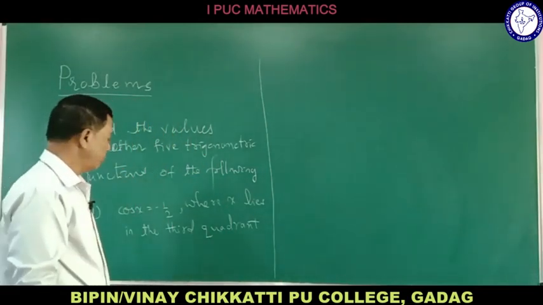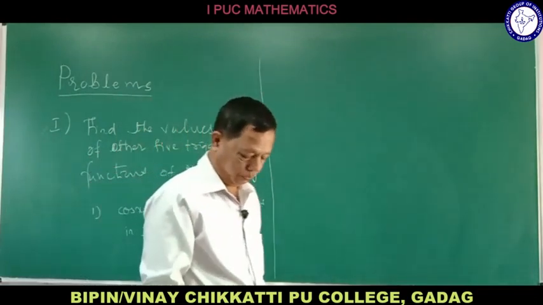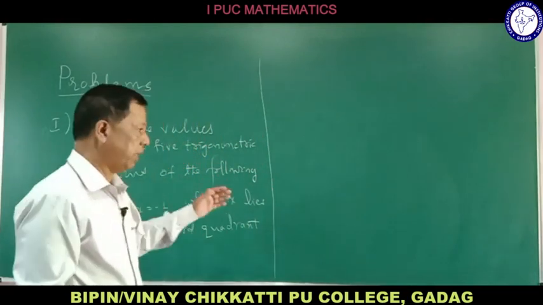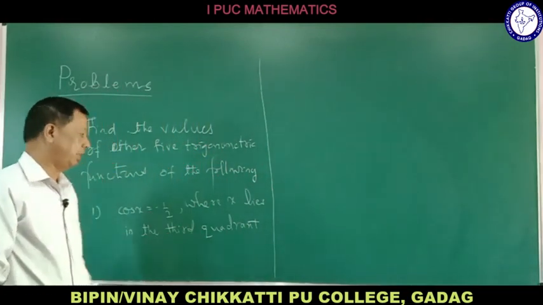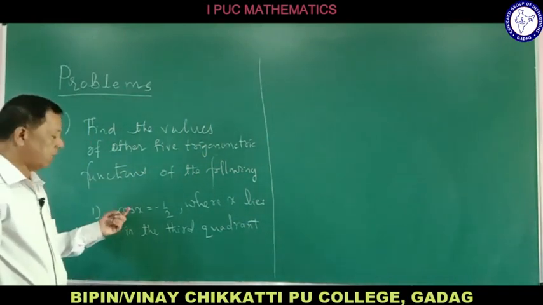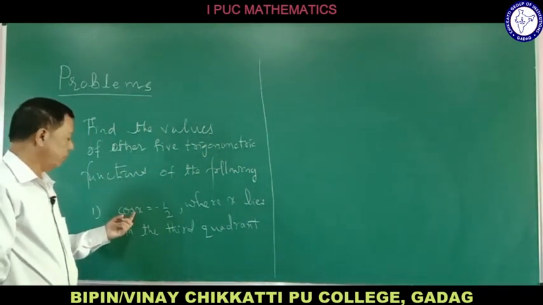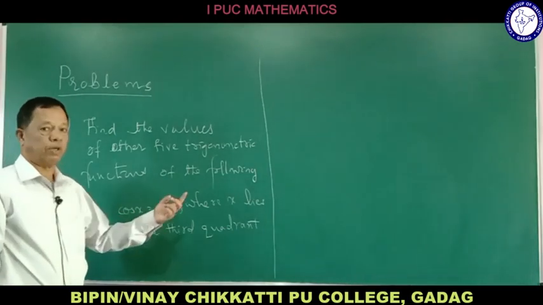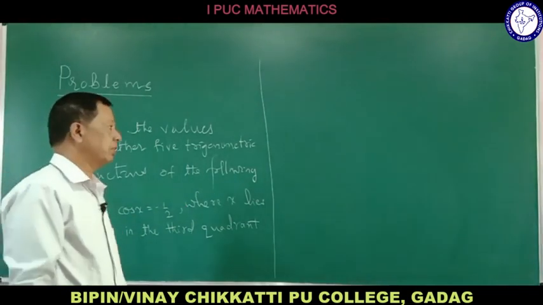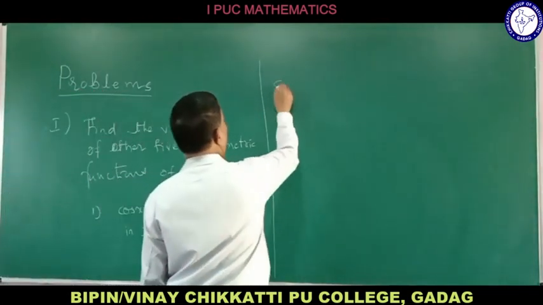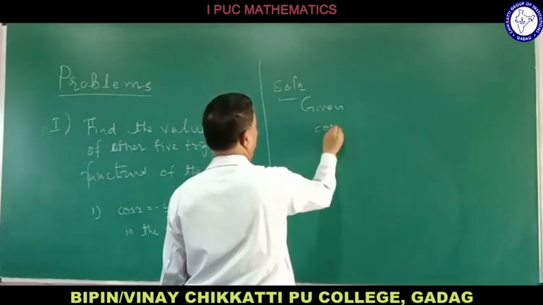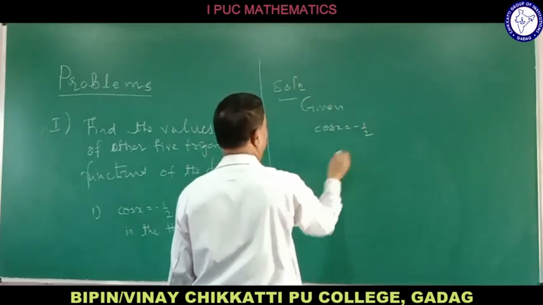Given cos x is equal to minus 1 upon 2, and now I have to find out the rest. You know the basic identities are the 3, cos square x plus sin square x is equal to 1, and that identity has to be used. When cos x is given, you have to find out the sin x, and later on we go for the remaining 4 functions.